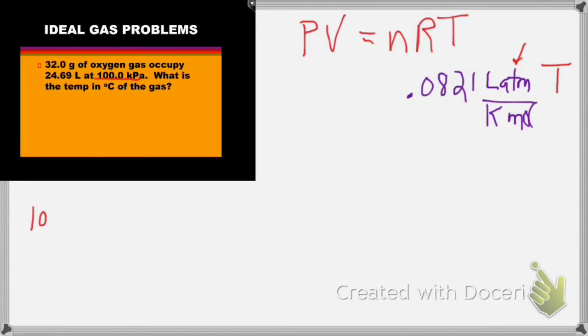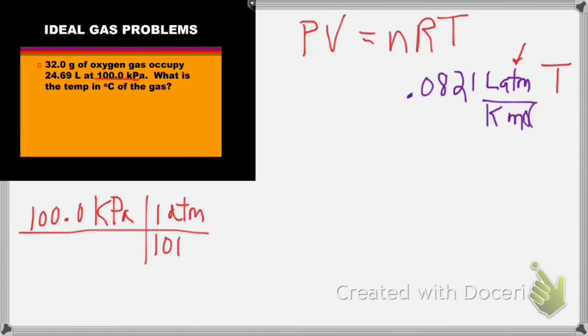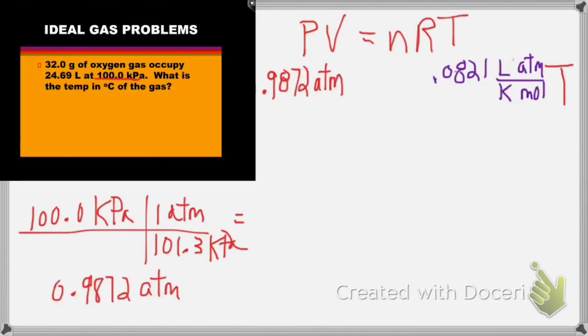So we have 100.0 kPa, and we want atmospheres. That's an easy one. 1 atmosphere over 101.3 kPa. And 4 sig digs in this case because of the way the 100.0 kPa was given to us. 0.9872 atmospheres. So we'll plug that up in our equation for P.